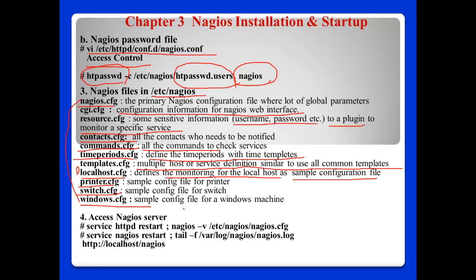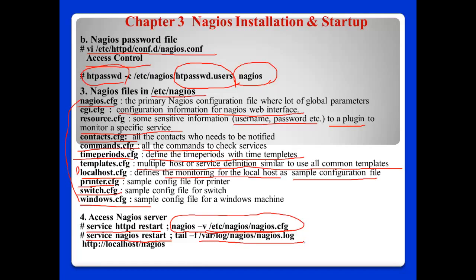Number 4, access Nagios server. So normally Nagios server will be implemented or started with the Apache web server. So first we have to start this one, service httpd restart, and after that nagios -v /etc/nagios/nagios.cfg. Normally this command will check all the configuration from this file. So if there are no more errors, then we can start Nagios server like this, service nagios start or restart.